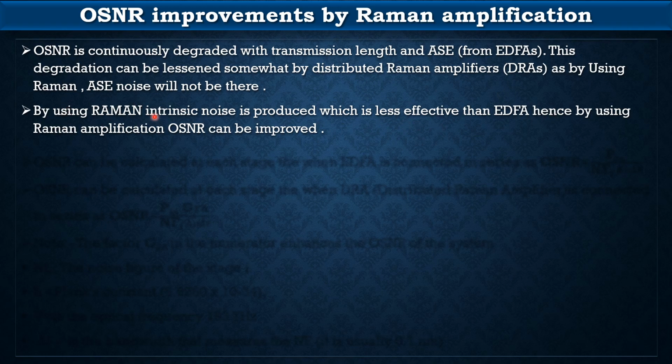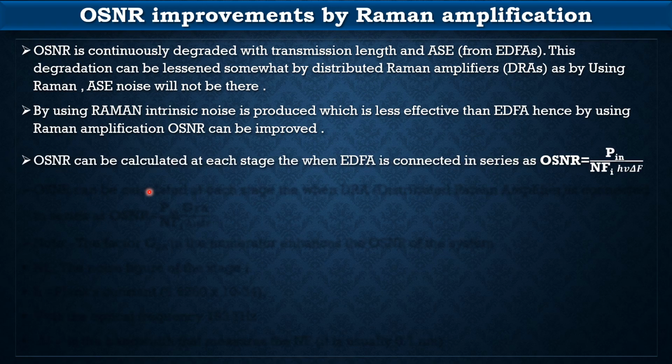So you can see here how Raman amplification improves OSNR, because Raman has intrinsic noise while an EDFA has ASE noise. And if you remember, the noise figure depends on the noise of the amplifier, so that parameter is very important. That is the benefit of Raman amplification.